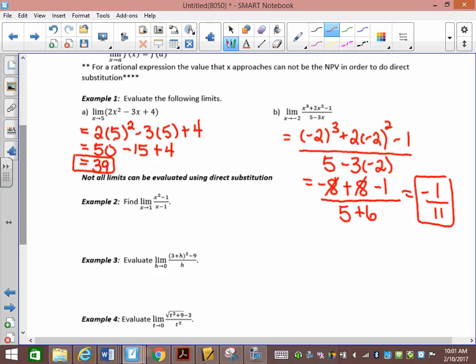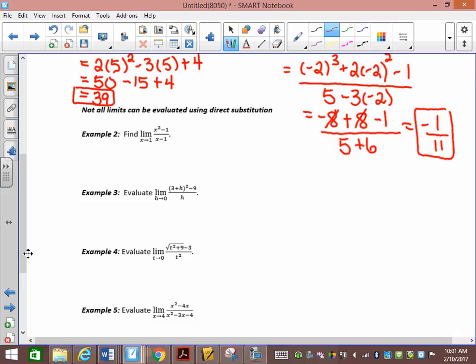Okay. So not all limits can be evaluated using direct substitution. Actually, most limits cannot be found using direct substitution, which is going to be the rest of these. So we always check for direct substitution first. Some people are factoring them, trying to get common factors, canceling, doing all these crazy things, and they could have just filled in 1 and gotten the answer. So the very first thing you should always check is, can I do direct substitution? If I can't, then I do extra steps. So example 2.